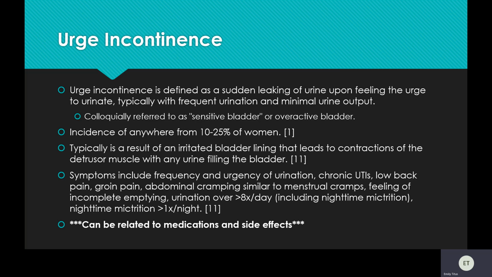So urge incontinence is typically a result of an irritated bladder lining that leads to contractions of the smooth muscle called your detrusor muscle in the bladder, where any urine that fills the bladder, suddenly that muscle feels like it has to immediately empty. Typically this is because something about that bladder is irritated, whether it's interstitial cystitis, which is a more complex diagnosis, or it's just that the bladder is so used to immediately emptying upon filling at all.